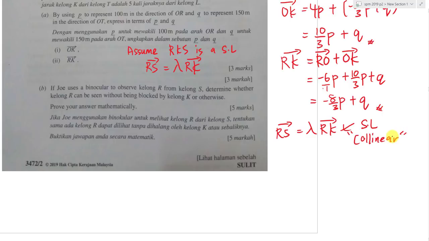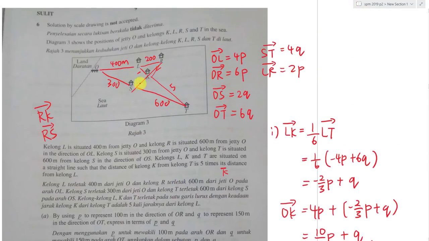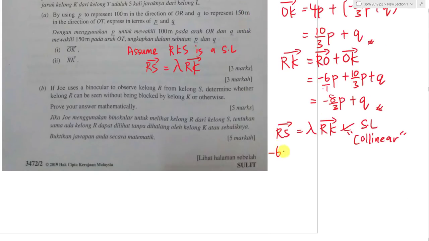Right, if they are collinear or a straight line, you can always do this, or if they are parallel, you can do this also. So what is RS again? RS is basically RO plus OS, right? RO will be negative 6p, OS will be 2q. So I will say negative 6p plus 2q equals lambda times RK.